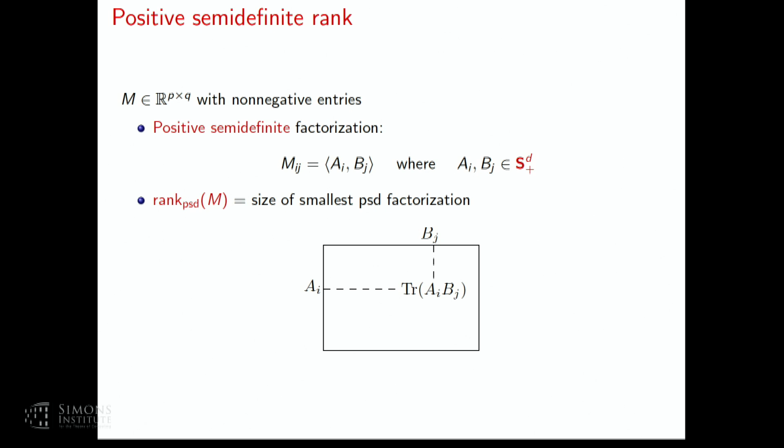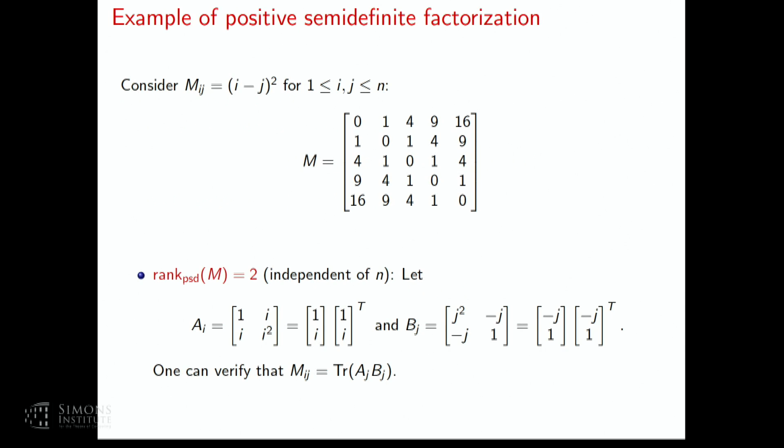So you can see that actually the PSD rank is always smaller than the non-negative rank. Why is this the case? Just take diagonal matrices A_i and B_j. But it can actually be substantially smaller. So let me give you a simple example.